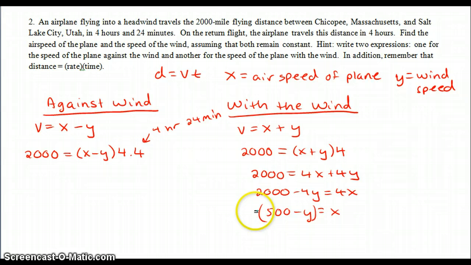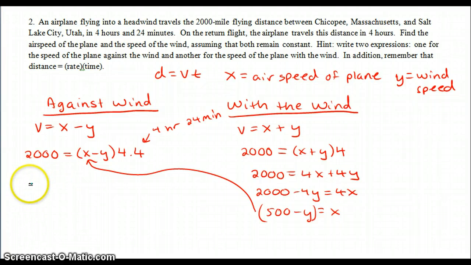So this entire thing is what x is equal to. Now I'm going to take this and I'm going to substitute it in for x here. So this equation, and I'm not even going to distribute this 4.4 because the 4.4 is kind of going to cause all the numbers to be a little bit messy. So here I'm just going to substitute 500 minus y in for x. I'm going to minus another y times 4.4. Okay, next thing I'm going to do is simplify.